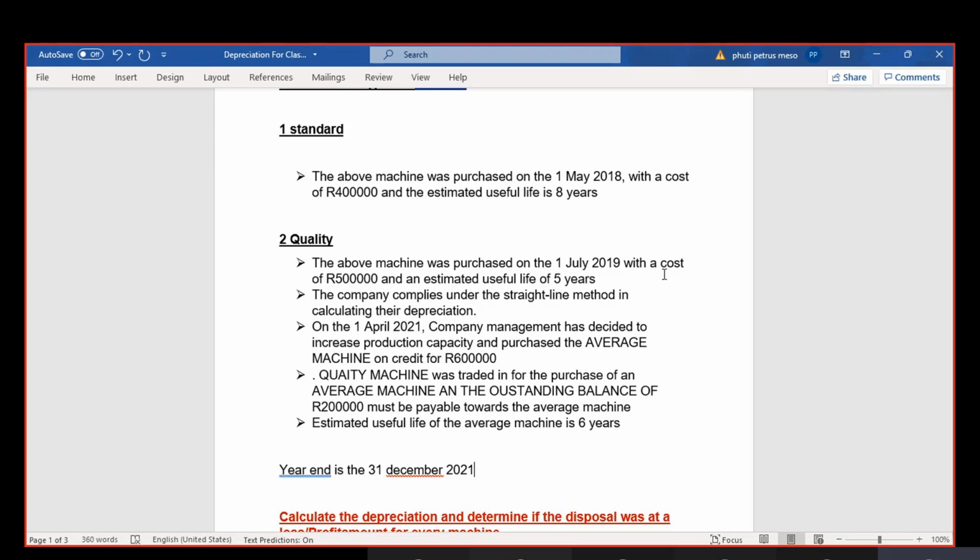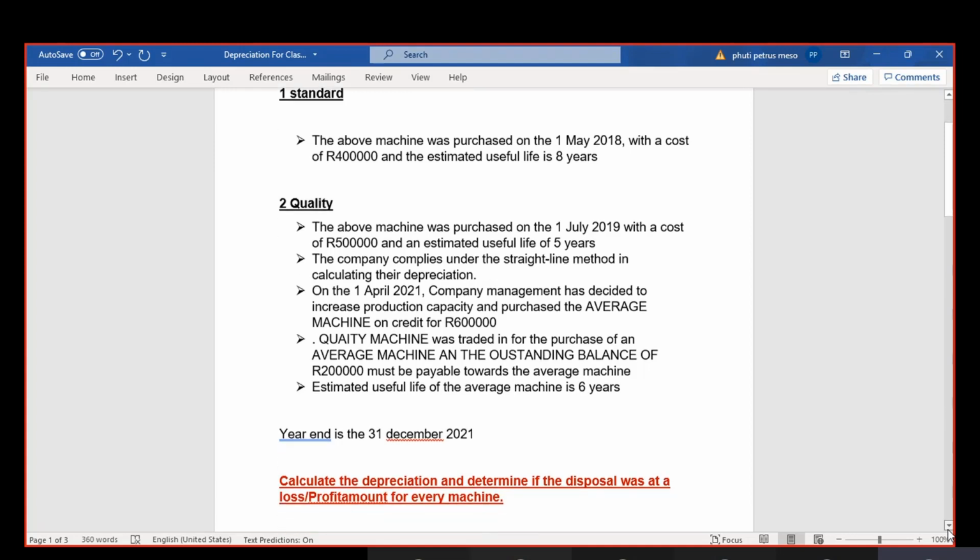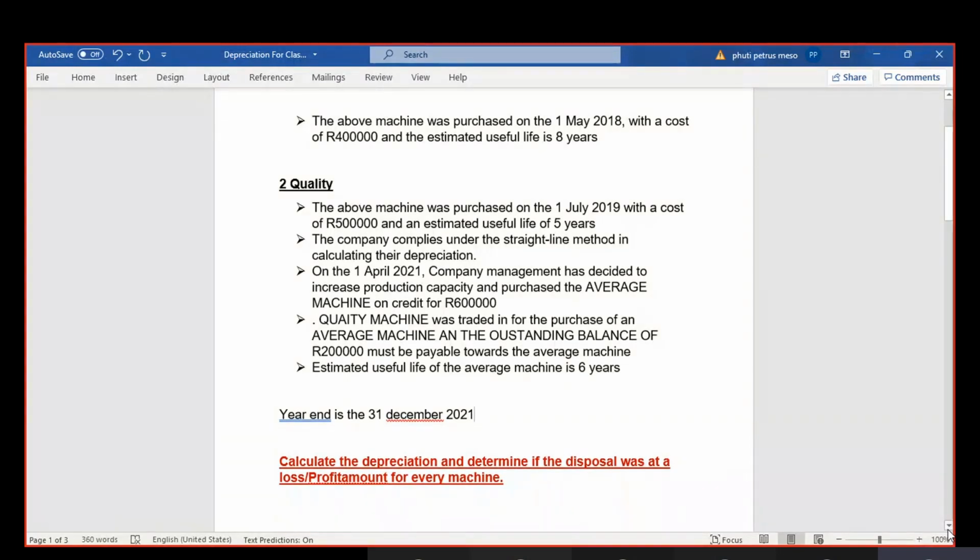The quality machine was traded in for the purpose of the average machine, and the outstanding balance of 200 rand must still be payable towards the average machine, with the estimated useful life for the average machine being 6 years. So the year end here is 31st of December 2021, and the question says calculate the depreciation and determine if the disposal was at a profit or a loss amount for every machine.